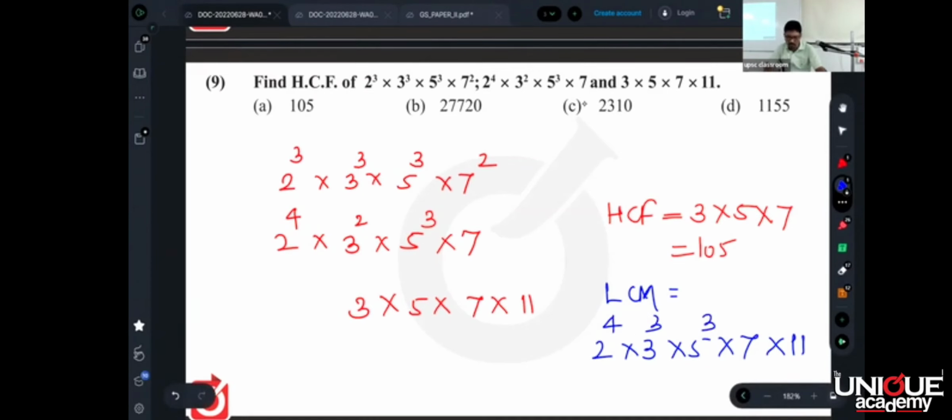5's power is max 3 in both the first and second number. 7's power 2 is in the first number, max. And 11 is only in the third number. It has power 1 only. So as it is, 2 raised to 4 into 3 cube into 5 raised to 3 into 7 square into 11, we have in the LCM.